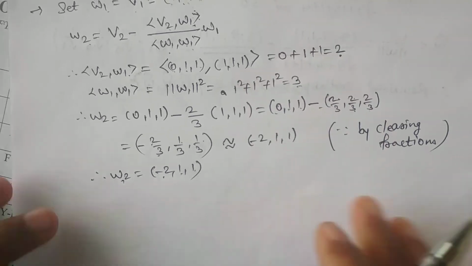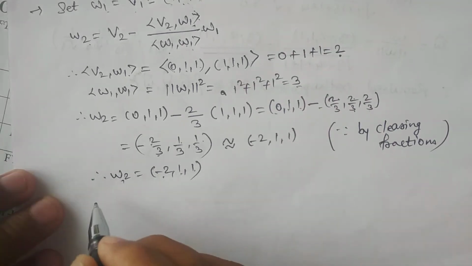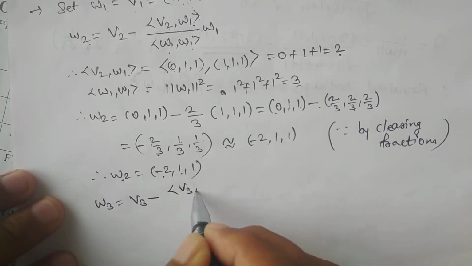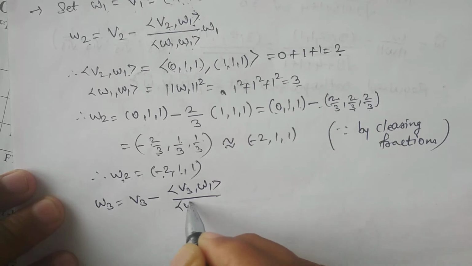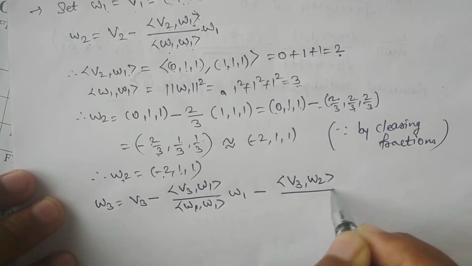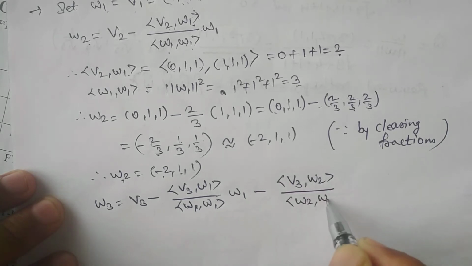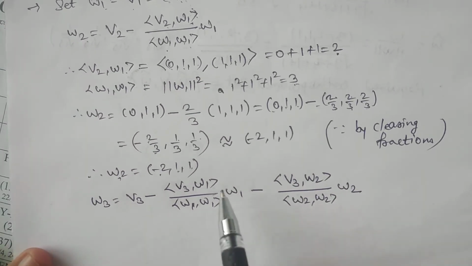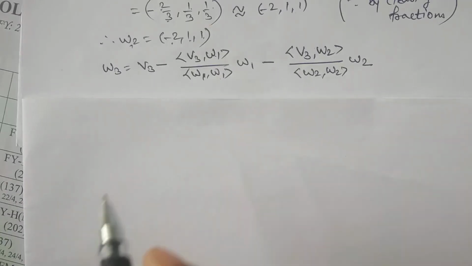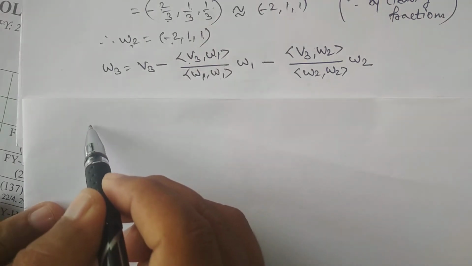Now to calculate W3, what is the formula for W3? So W3 is equal to V3 minus inner product of V3 with W1 upon inner product of W1 comma W1, into W1, minus inner product of V3 with W2 upon inner product of W2 comma W2, into W2. So to calculate this W3, we have to calculate these 4 inner products. So one by one we calculate these 4 inner products.